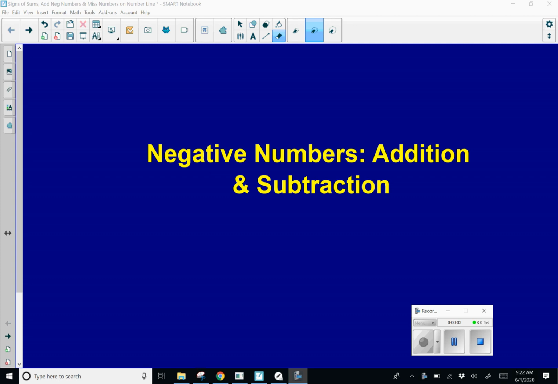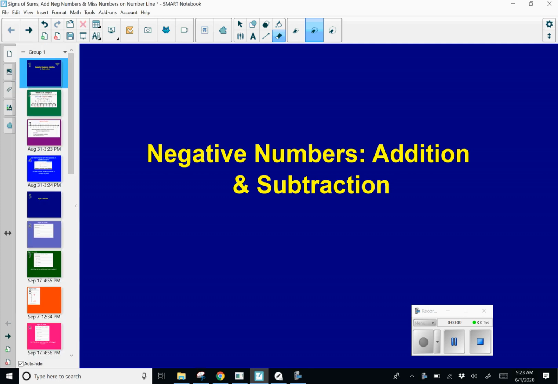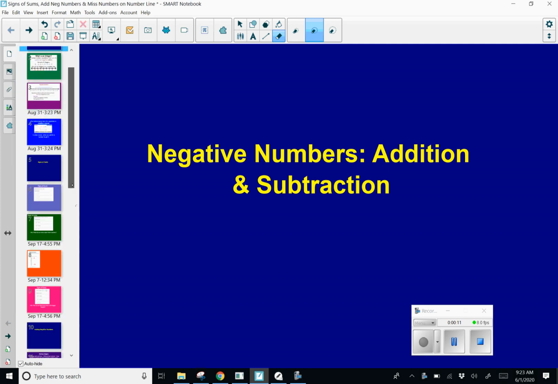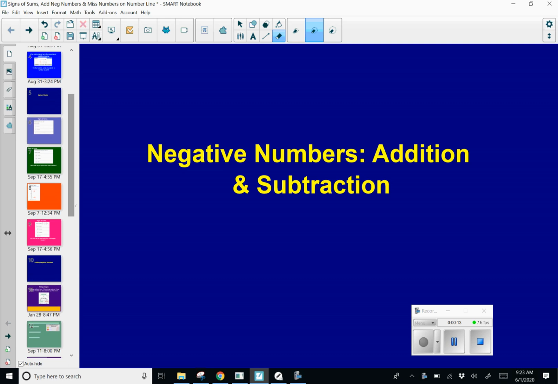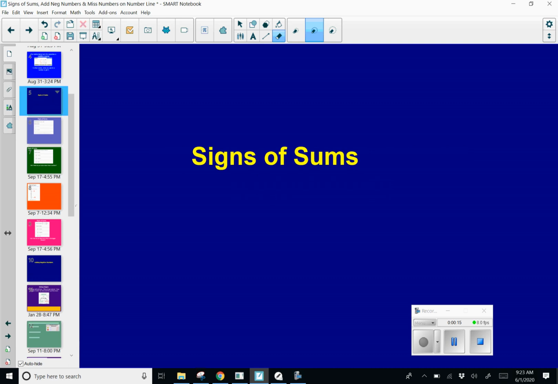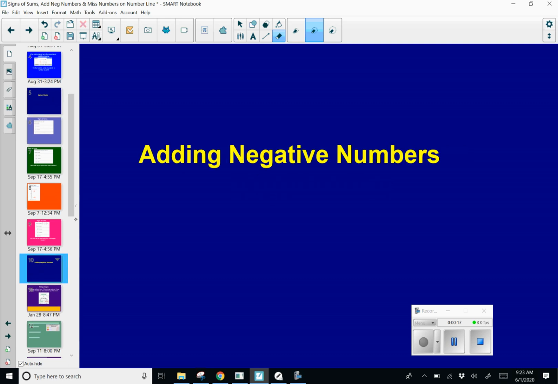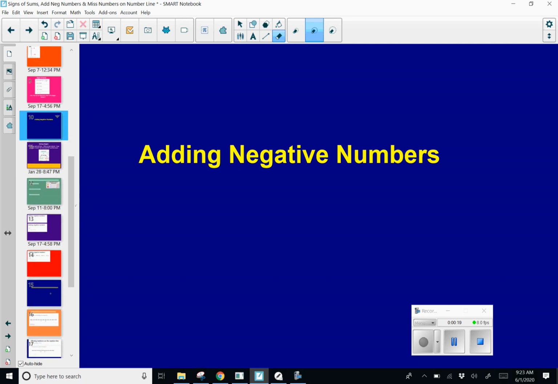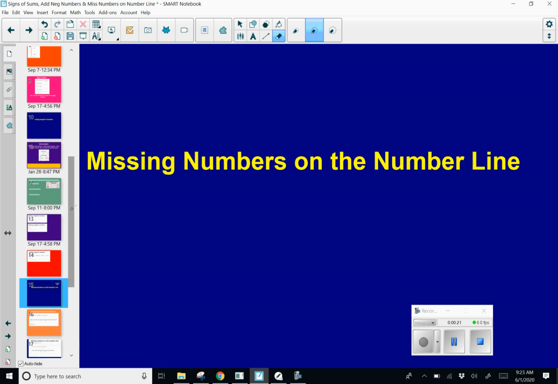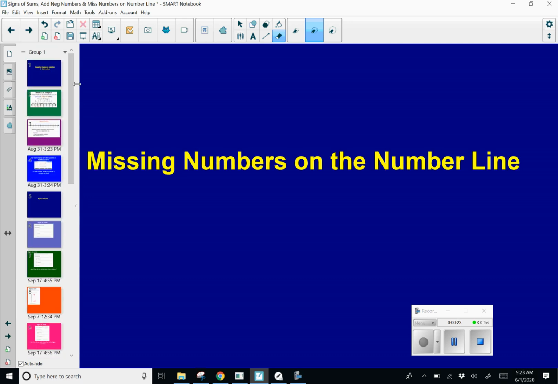Good morning, everyone. Today we're going to be starting the unit negative numbers, addition, and subtraction. Today I'm going to go over some vocabulary with you, and then we're going to talk about the first three skills of this unit, which are signs of sums, adding negative numbers, and lastly, missing numbers on the number lines. So let's go back and start with some vocabulary.